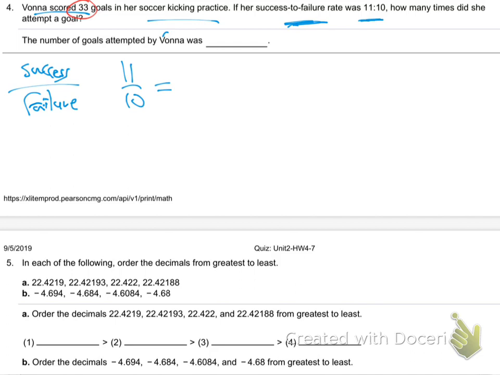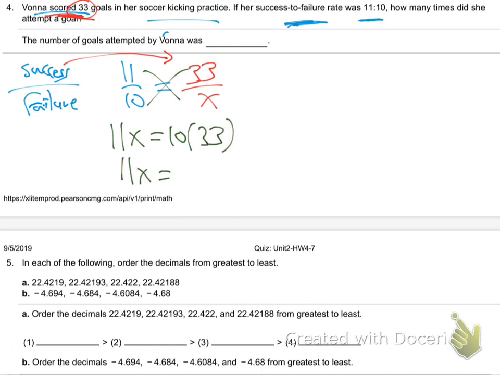She scored 33. So what's that? That's success, huh? Scored is 33. That's success. Failure we'll call x. All right, you know what to do. Cross multiply. 11 times x is 10 times 33. 11x is 330. Divide by 11 to solve for x there. X is, what's that, 30 if you divide in your calculator.